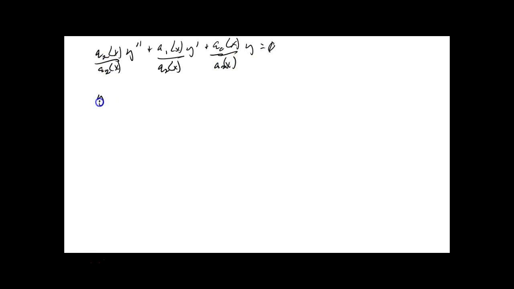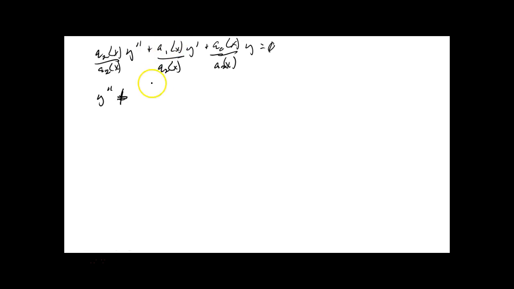And we wound up with y double prime plus this thing right here, we're going to call our p of x. It's just a1 divided by a2. That's some function of x, times y prime, plus, and this we'll call q of x, just to call them something else, times y. That's equal to 0. Now this looks much closer to our linear.